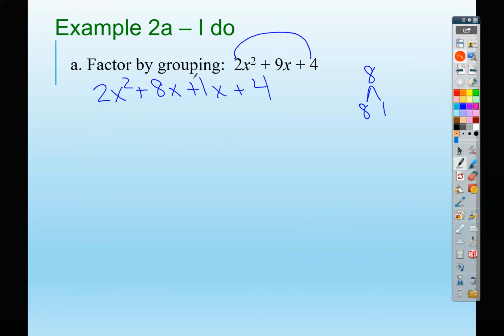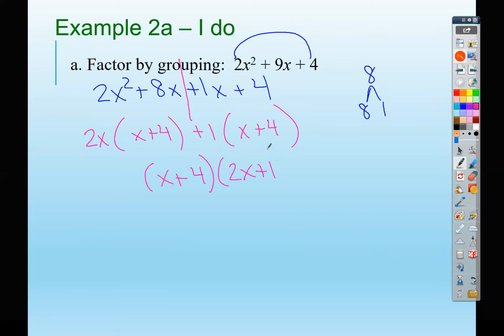I'm going to break this in half. What can I factor out of the first binomial? A 2x, and I'm left with x plus 4. What can I factor out of the second binomial? A 1 is the greatest common factor, and I'd be left with x plus 4. So write what they have in common, and then write what they don't have in common. And that's your answer.